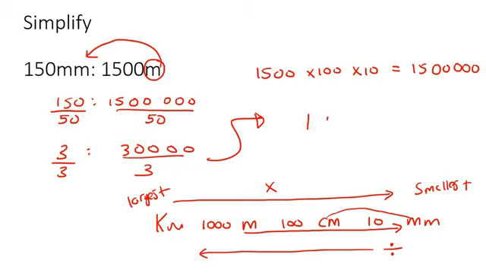It's going to give us 1 and then 10,000. 1 to 10,000. Now we're going to look at mass conversions.